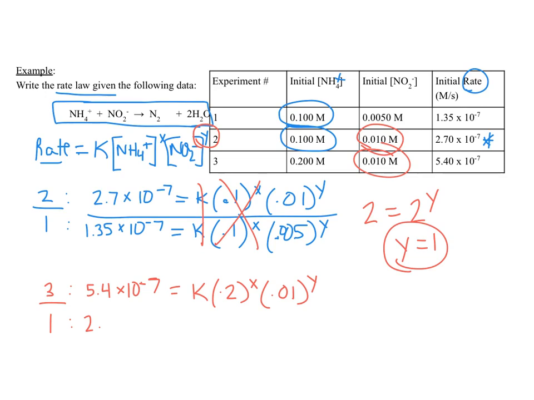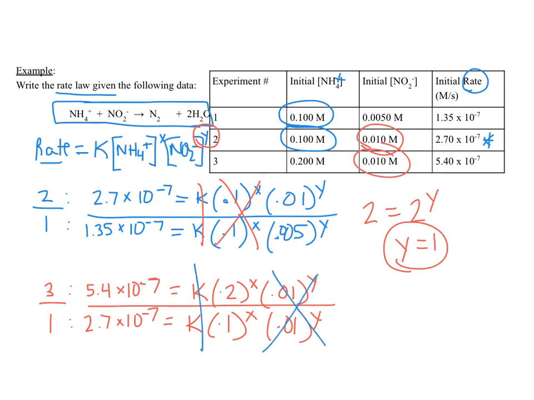Experiment 2 stuff, I'm going to have 2.7 times 10 to the negative 7 equals k, and then 0.1 to the x, and then 0.01 to the y. So this time I have different things that cancel out. I have my y stuff that cancels and my k stuff that cancels. So here again, 5.4 divided by 2.7, that's 2. And then I get equals 2 to the x. So x is also equal to 1.